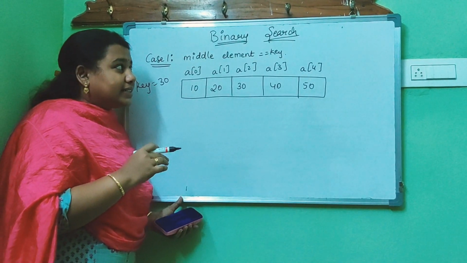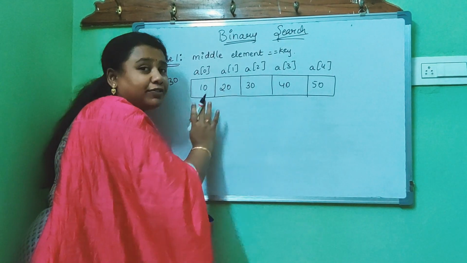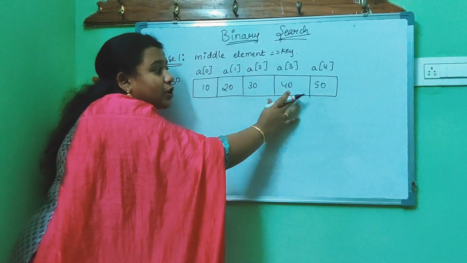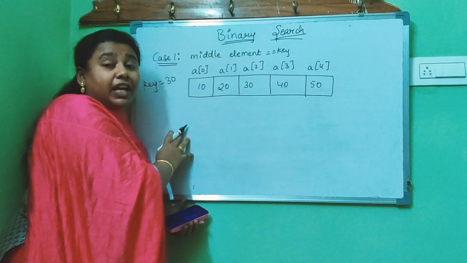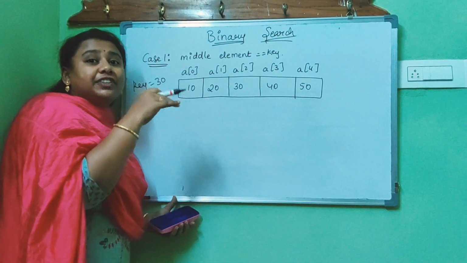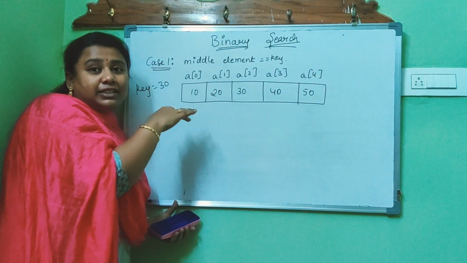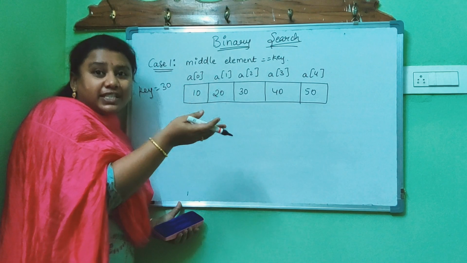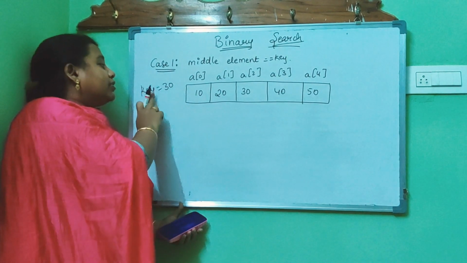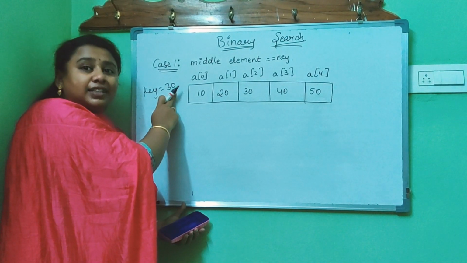Now in this case we have taken an array of elements. If you all observe, all the elements in the array are in increasing order: 10, 20, 30, 40 and 50. Now we'll see the three different cases I have written in the previous slide: what happens if it is equal to, greater than, or less than the key element. The key element I would like to find here is 30.